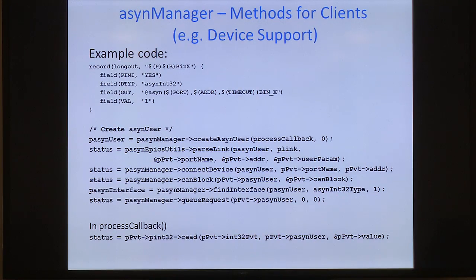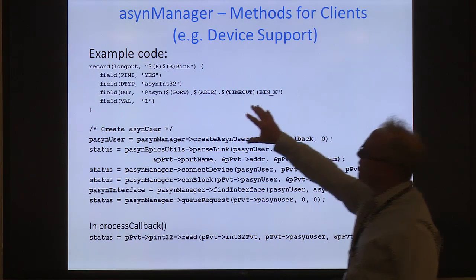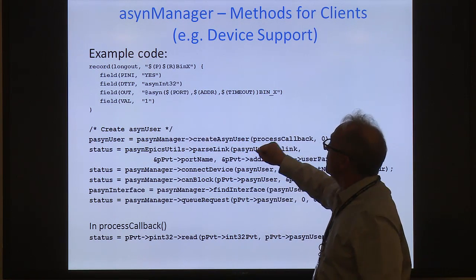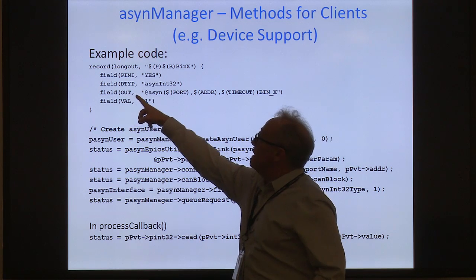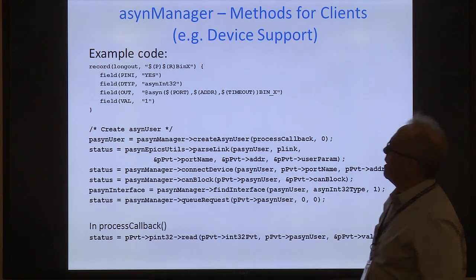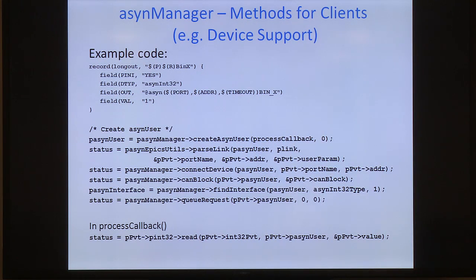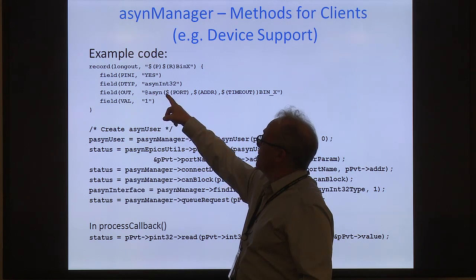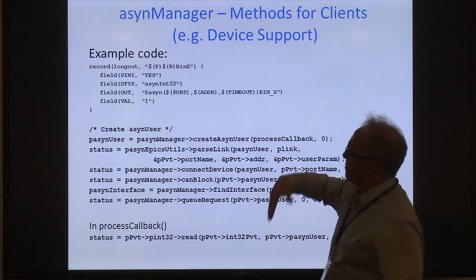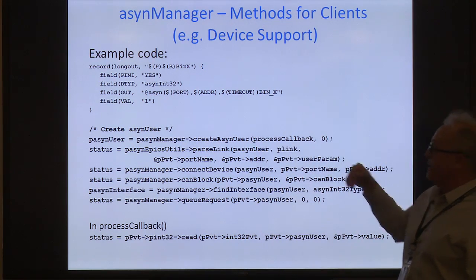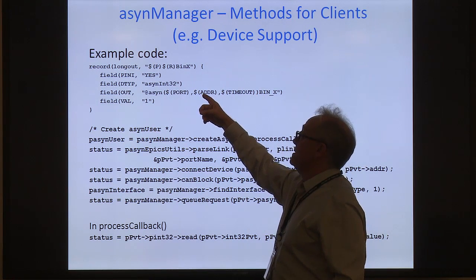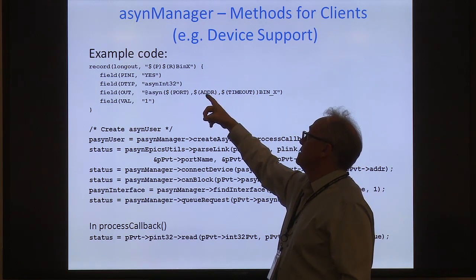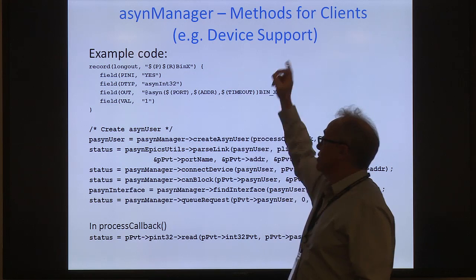So here's some example code. This would be for a longout record. And this is the link field that defines how to access the device. The syntax is @asyn, then the name of the port, which the port registered with when it was created, the address, which would be 0 if it's not a multi-device, or it could be 0 through n.